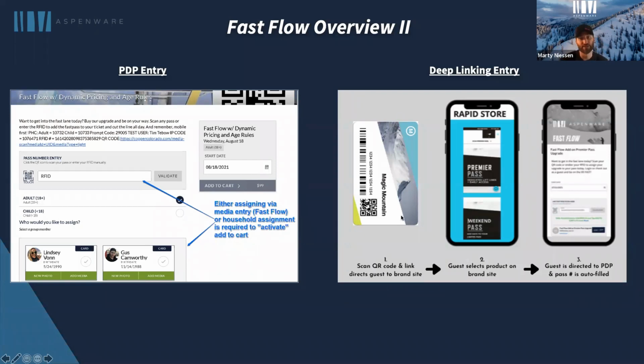The other method is the deep linking entry method. Here in step 1, the media is set up with a QR code, and the guest uses their phone to scan that QR code.